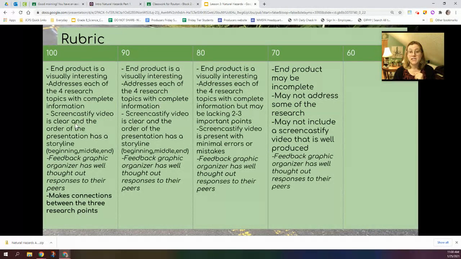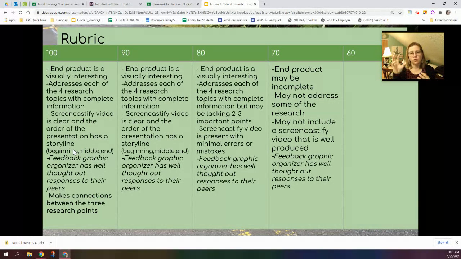You have a Screencastify video that makes sense, right? It has a beginning, a middle, and an end. Kind of think of it like a small production for YouTube. Think of it like YouTube reviews, when they go on there and they talk about something. Think about that, okay? It should be interesting to listen to. Totally up to you how you do it, but it needs to make sense.